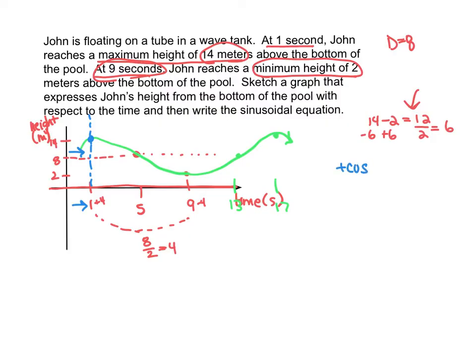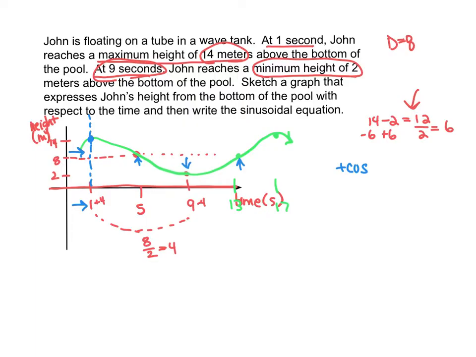If I wanted to write it as a negative sine, I could start right here with a phase shift of 5, going right 5. If I started right here, I could write this as a negative cosine. If I wanted a positive sine, I could go here. And any one of those would be correct. But again, I'm going to do mine from my blue dotted line, and I'm going to write this as a positive cosine graph.